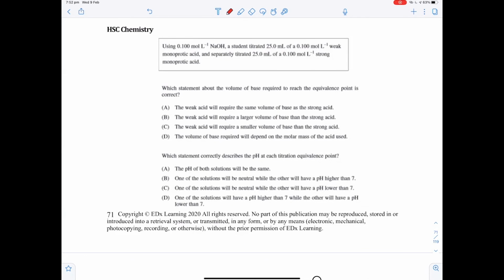I want you to do both these questions. When you got an answer, raise your hand. The next 10 minutes is solely going to be trial question after trial question. Just call this page 71 HSC Chemistry.